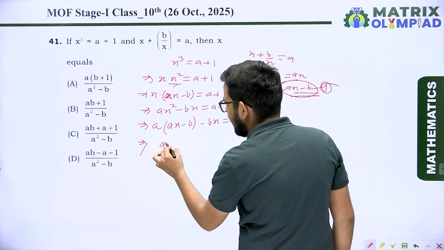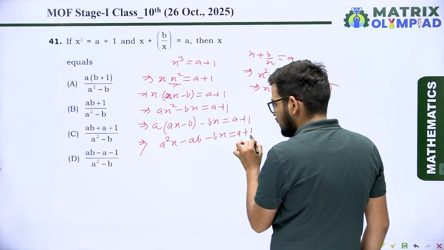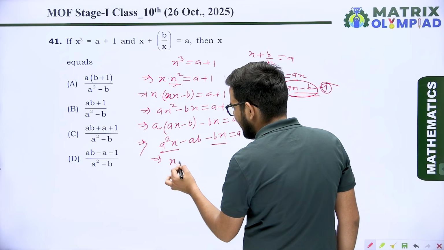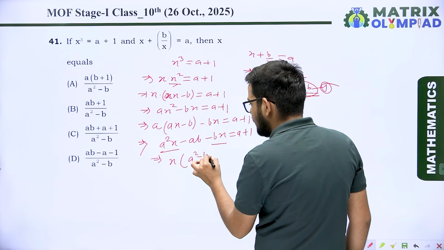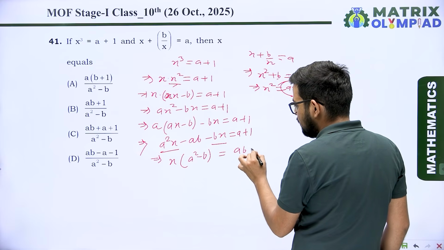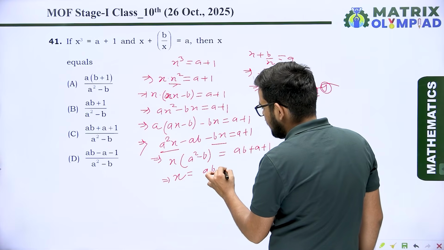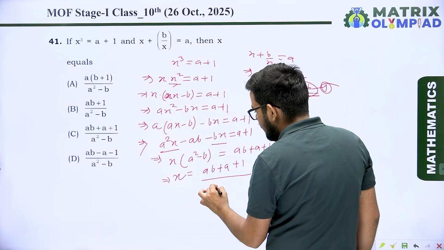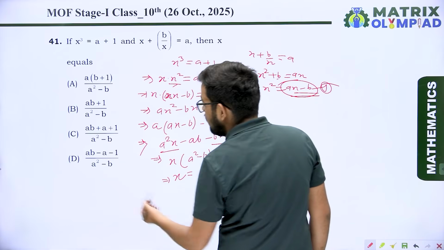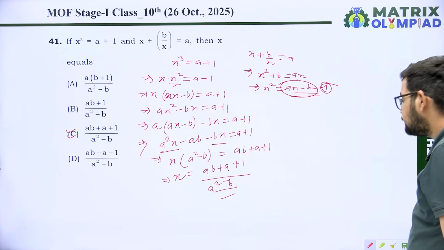After simplifying, you will have a square x minus ab minus bx equals a plus 1. So take the common x from here. So you will get x into a square minus b, and after sending ab to the RHS, you will have ab plus a plus 1. So the value of x equals ab plus a plus 1 upon a square minus b. So it matches the third option, ab plus a plus 1 upon a square minus b.